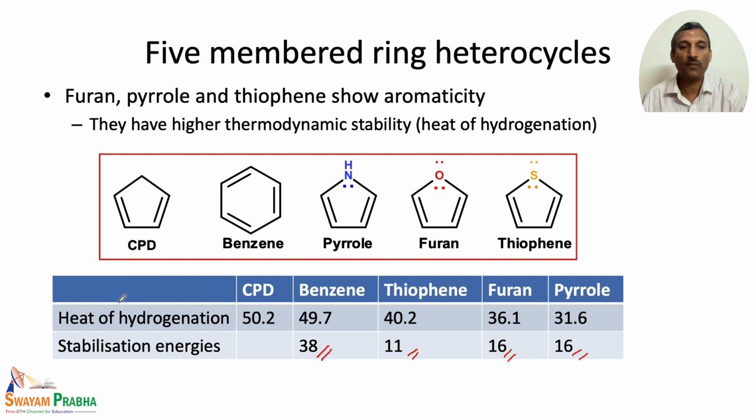And similarly, when we look at the heat of hydrogenation, cyclopentadiene has a very high heat of hydrogenation. That means they undergo addition reactions. So, the double bond nature is quite different compared to thiophene, furan or pyrrole, because they have lower heat of hydrogenation. That means they are much less reactive toward addition compared to cyclopentadiene.